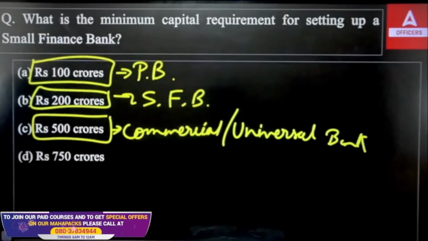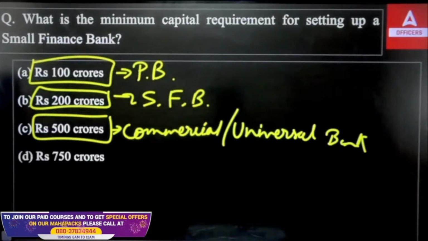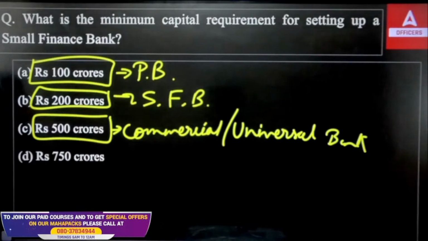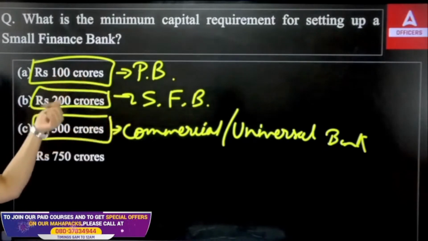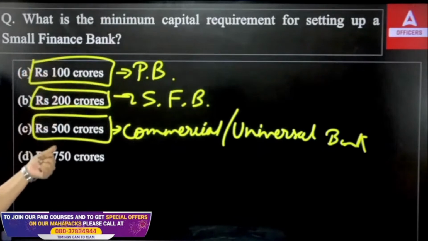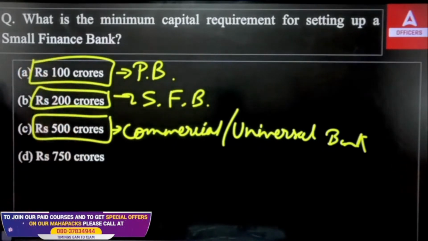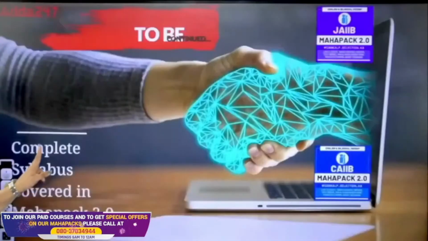When the small finance bank was introduced with the payment bank, it used to have the initial capital of 100 crore like the payment bank have right now. But its initial capital has been increased by RBI, now it is 200 crore. So payment bank 100 crore, small finance bank 200 crore, commercial bank or universal bank 500 crore. So do remember all these three. So the right answer will be your B option.